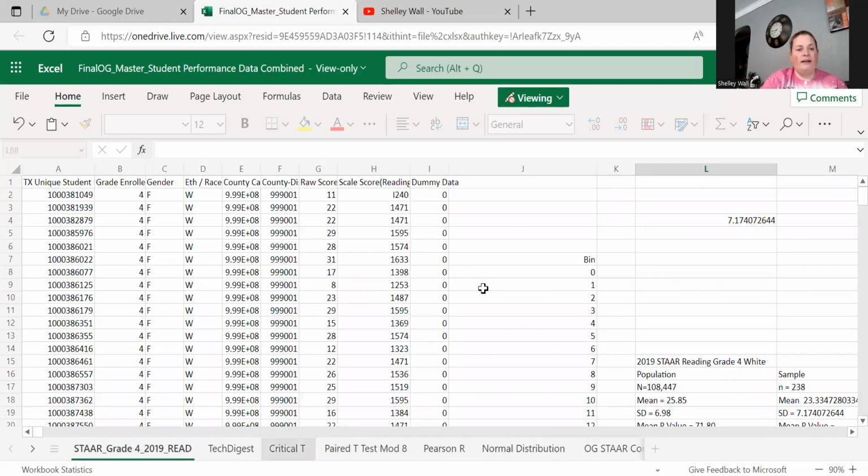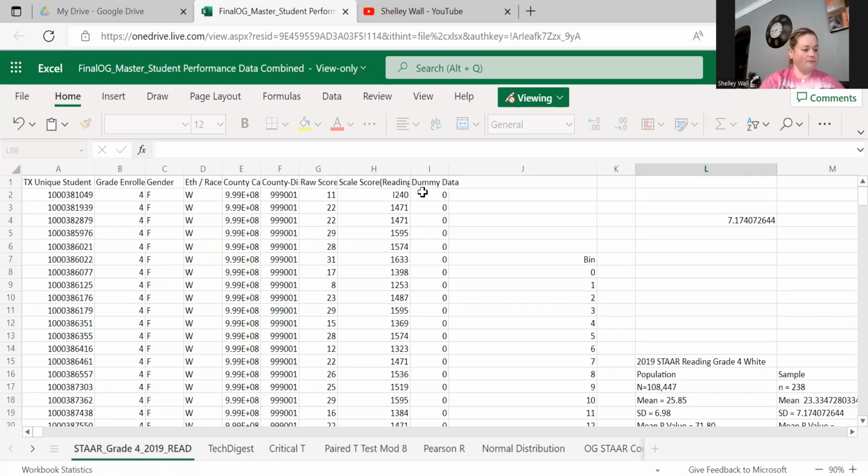What I did was I weeded down some data and I kept my unique student ID. The grade enrolled, I'm focusing on 4th grade. Gender, I have female and male. And to narrow down some more, I focused on the white ethnicity or race. And then I just left county district information in there because I'm going to be looking at one particular county, district, data campus, etc. I also have students' raw scores on here, their scale scores, and then I have a dummy data set, which we will talk about in just a little while.